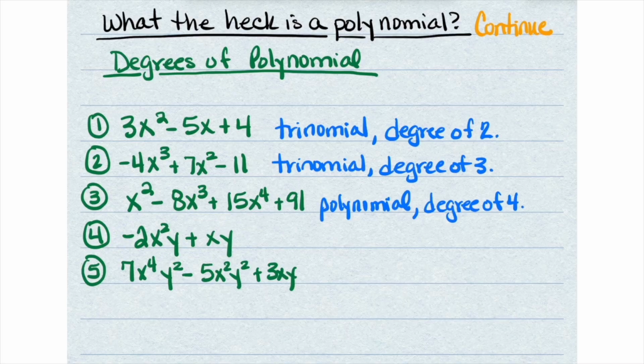Good. It's a binomial. Why is it a binomial? Because it has 2 terms. But you're probably like, Dr. B, it's got like an x and a y as a variable. Yeah, it does, but this is still considered one term. Each term is going to be separated by a plus or a minus sign. Okay, so this is a binomial because it has 2 terms. Now, what's the degree?